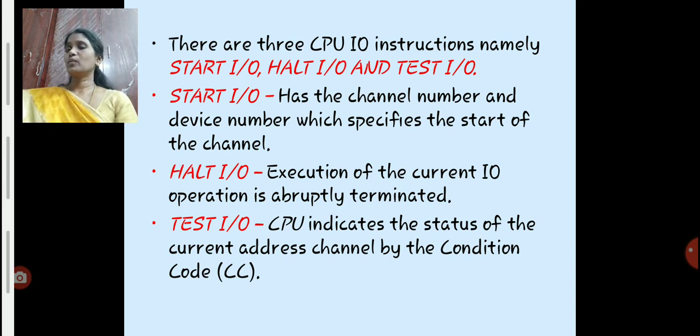Then halt IO. Halt IO is used when the execution of the current IO operation is abruptly terminated. That means it is halted. Then we have test IO. Test IO is when the CPU indicates the status of the current addressed channel by the condition code, which is CC. So the current status of the addressed channel is specified by the CPU by this IO instruction called test IO.